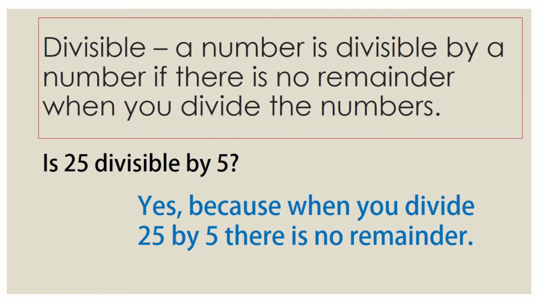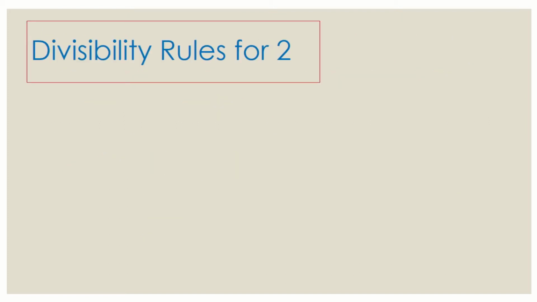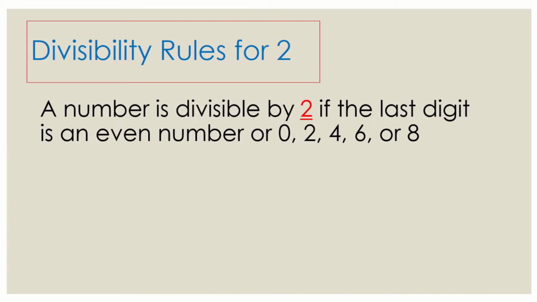So let's start with our lesson. Divisibility rules for 2. A number is divisible by 2 if the last digit is an even number or 0, 2, 4, 6, or 8. Example, 240. The last digit is 0, so it's an even number. So yes, it is divisible by 2.